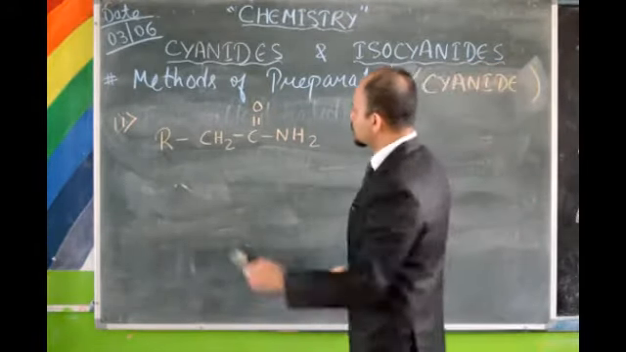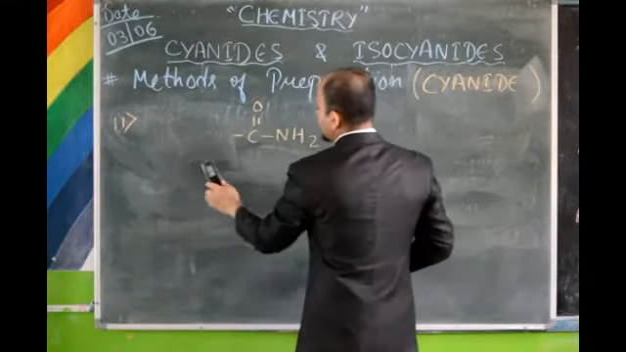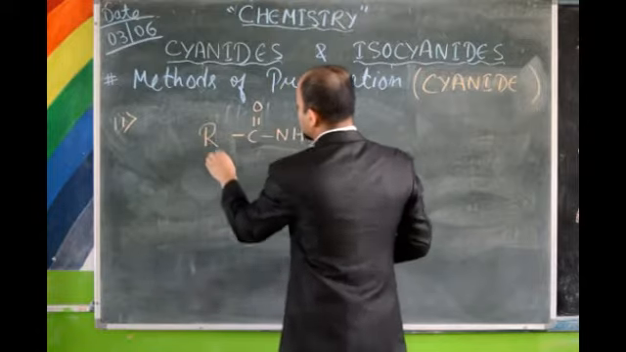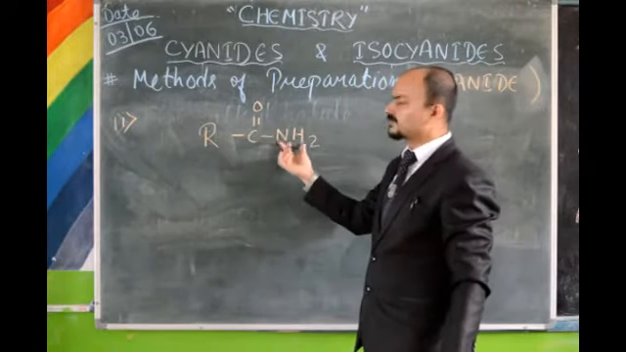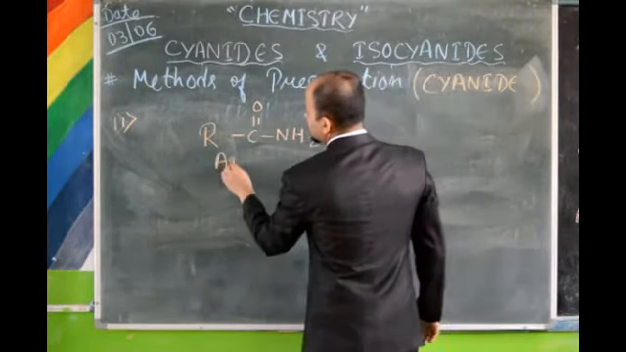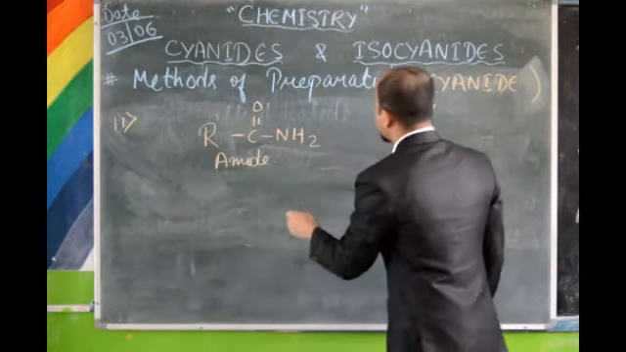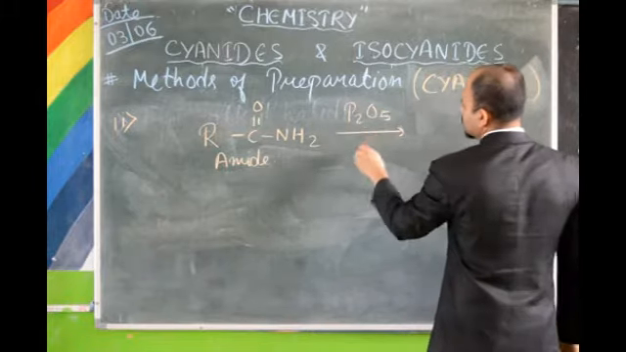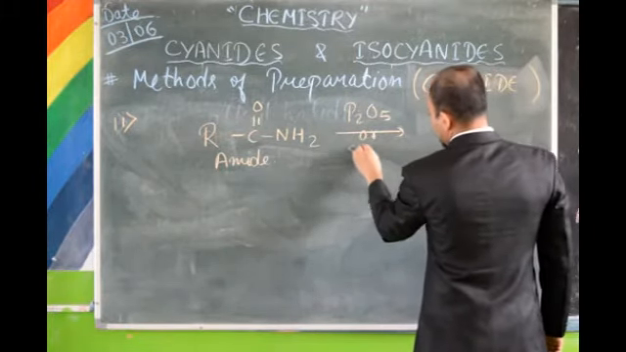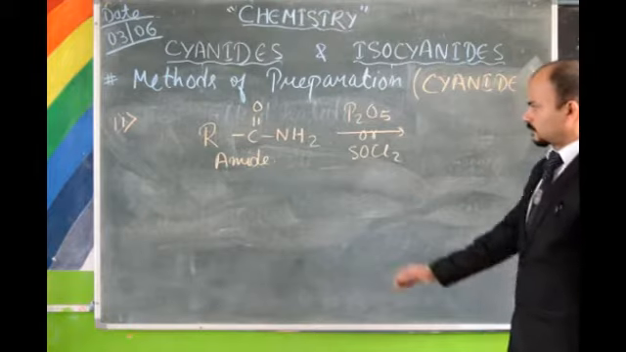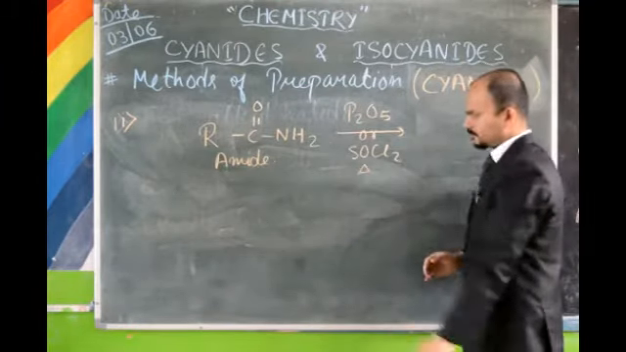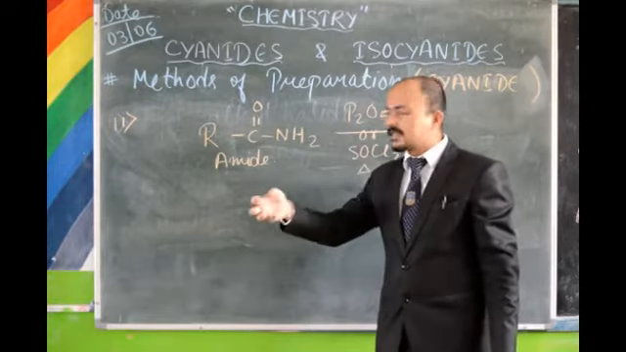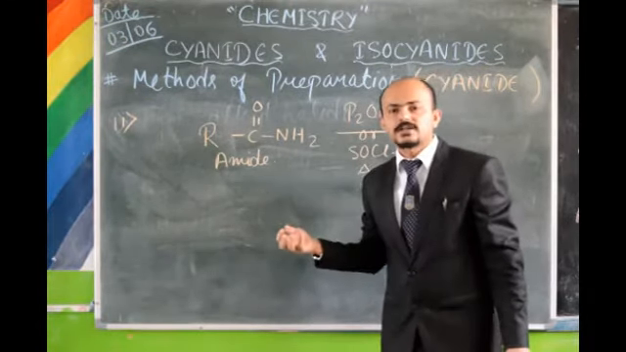Now, if you want to take a simpler form, just take R. Okay, let's discuss first the simplest version. This is amide. C double bond O, NH2 group is the amide group. Now, whenever this amide is treated with some dehydrating agent like P2O5, phosphorus pentaoxide, or thionyl chloride, that is SOCl2, and if it is heated, dehydrating agent means it will take out or eliminate a water molecule.